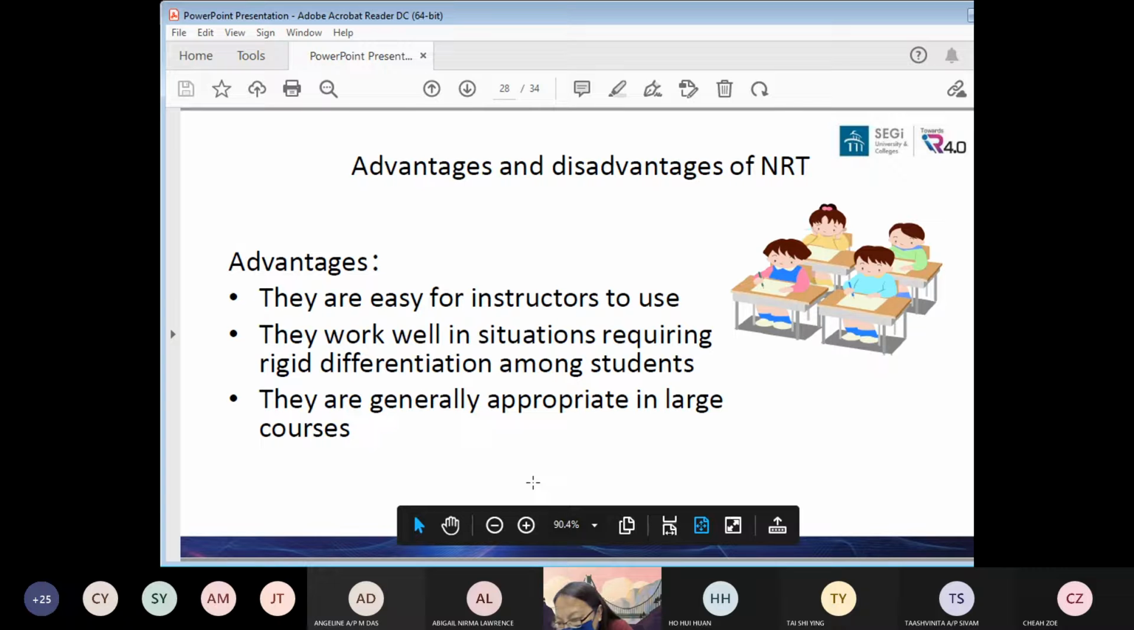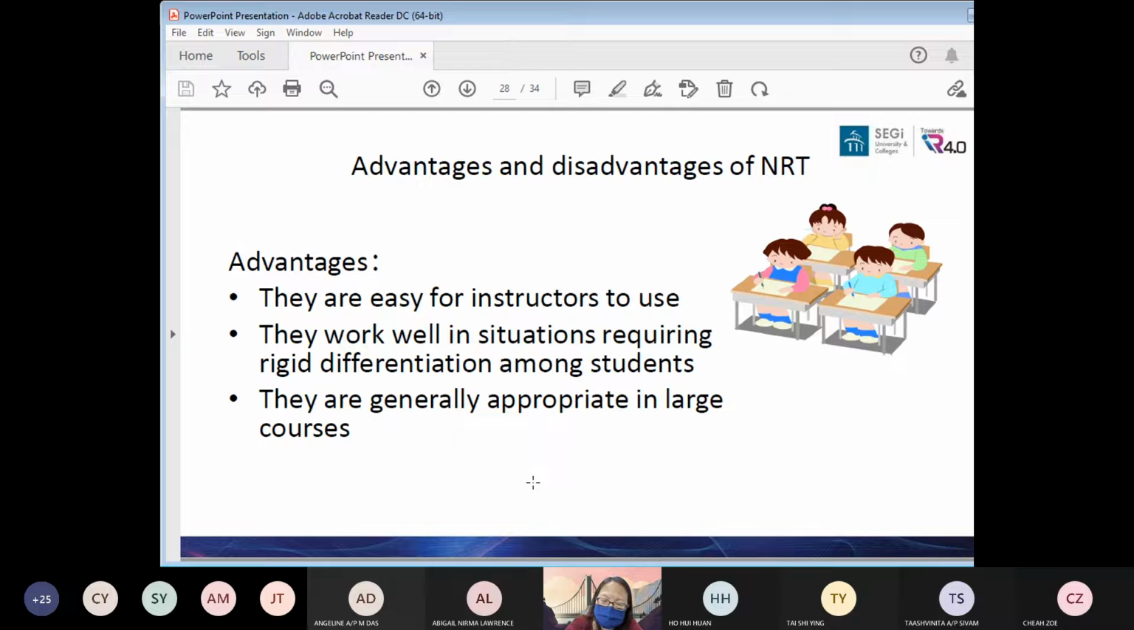Advantages and disadvantages of norm reference tests. The advantages are that they are easy for instructors to use. They work well in situations requiring rigid differentiation among students. That means you want to check so many students, how to check whether they did well or not. You just take a sample group of students and you compare. Easy in that sense to get the differentiation. They are generally appropriate in large courses. Just take one group, average the marks, and compare. Where do you stand in percentage?